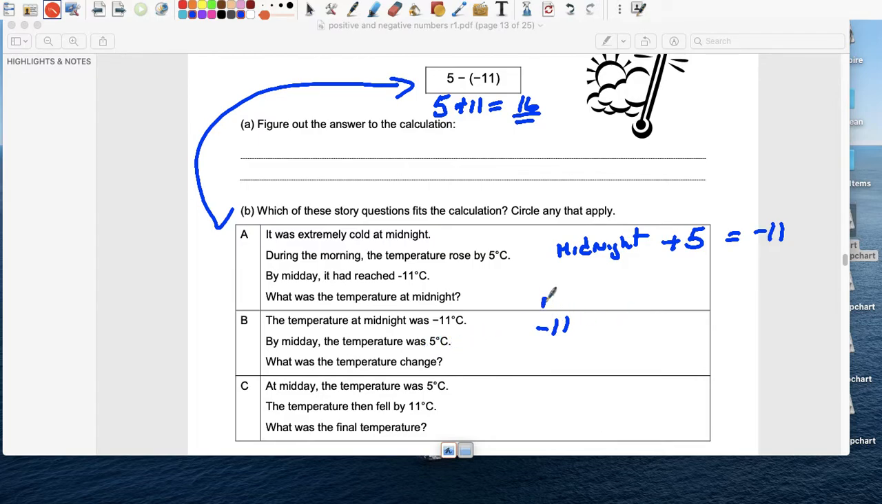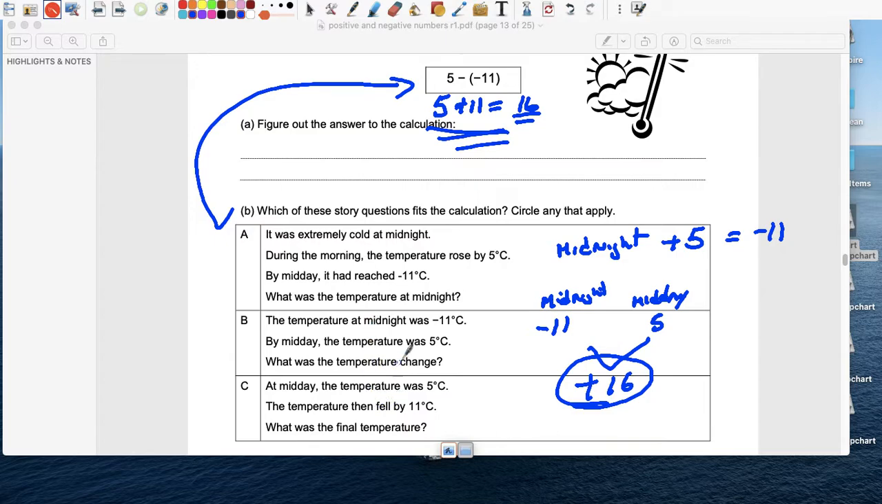So midnight, midday, it's 5. Okay. So I know there's a change here, a positive change of 16. Okay, so from midnight, sorry. All right, and then what was the temperature change? So can I use that for this?